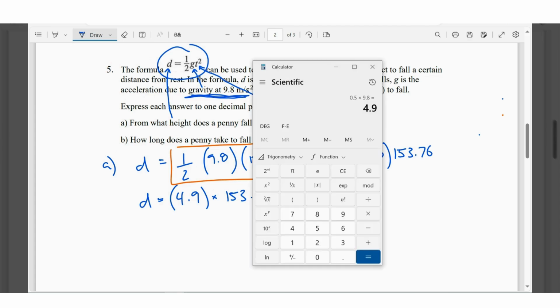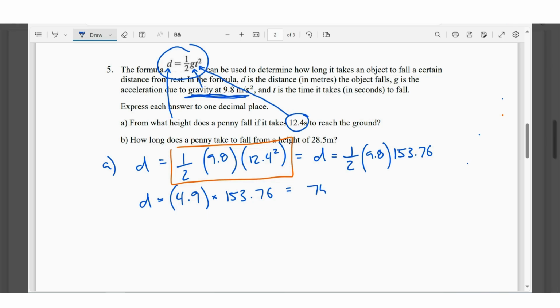So 4.9 times 153.76, 753.4. And I think the distance is in meters. So 753.4 meters is the distance that the penny falls if it takes 12.4 seconds to reach the ground.